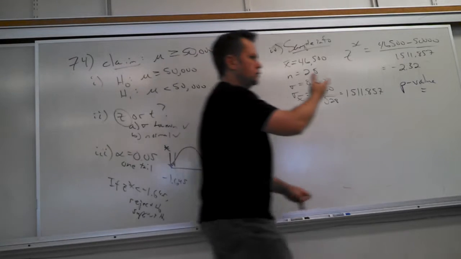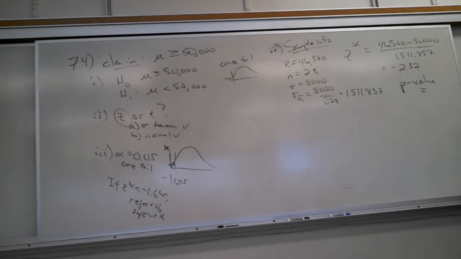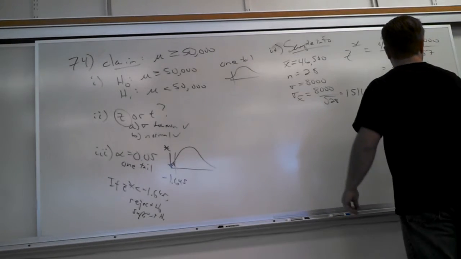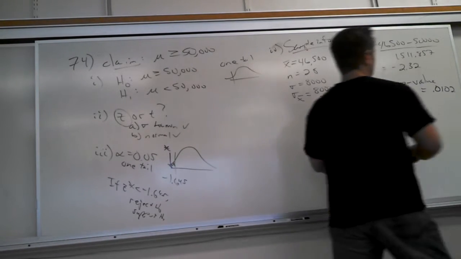So if you look up negative 2.32, I get 0.0102. I like it. So our p-value is 0.0102.